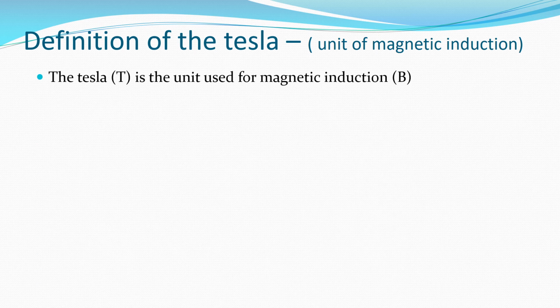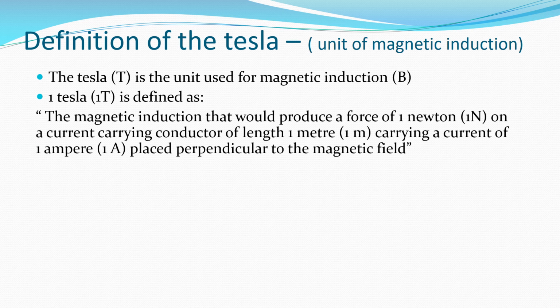So, the definition of the Tesla, the unit of magnetic induction. We should know from Unit 2 that the Tesla, T, is the unit used for magnetic induction. 1 Tesla is defined as the magnetic induction that would produce a force of 1 Newton on a current carrying conductor of length 1 meter, carrying a current of 1 ampere, placed perpendicular to the magnetic field. And you need to be able to remember this and quote that. So let's put a star.